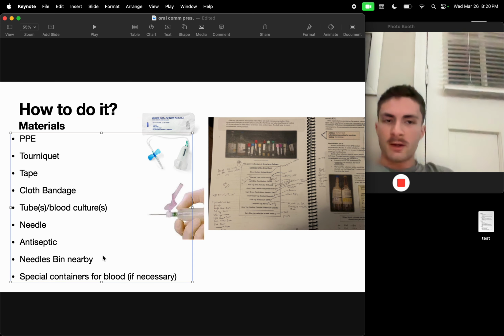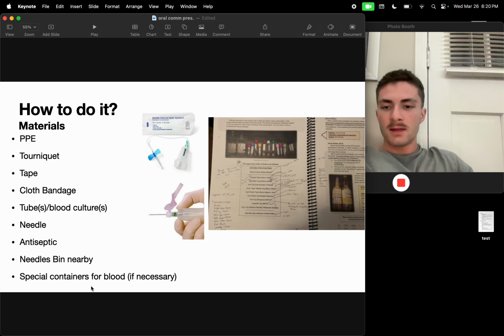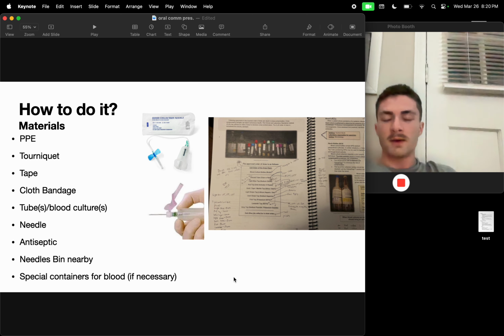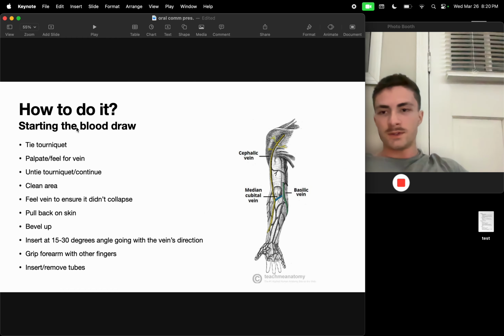You want to be aware of where the needle's bin is, which is where you're going to be putting the needle after you cap it and put it in there. And then also sometimes for certain tests with certain tubes, you'll need special containers for the blood after you draw it, such as you might need to put it on ice, or you need to put it in a bag that blocks out light. So this is the how to do it, starting the blood draw.